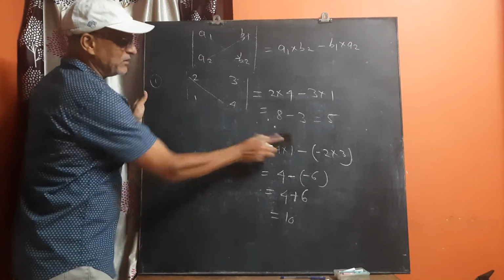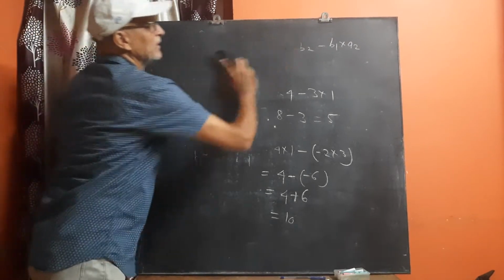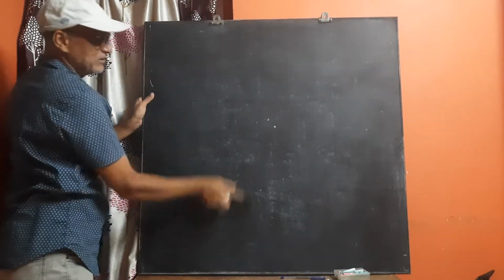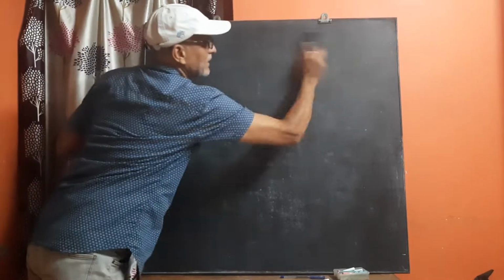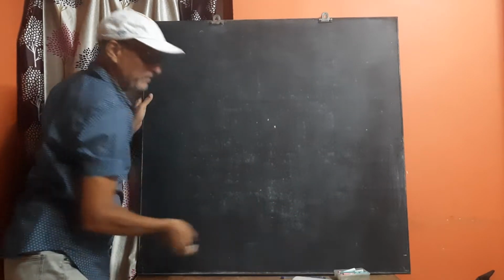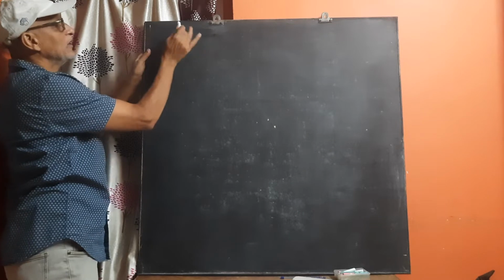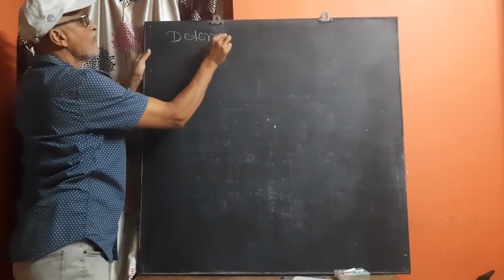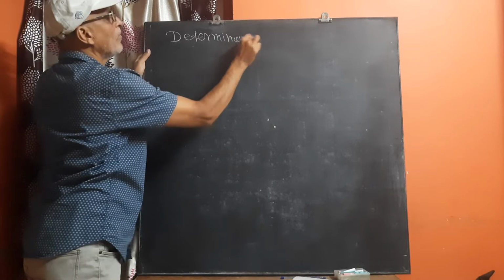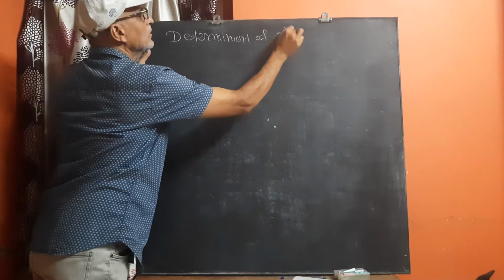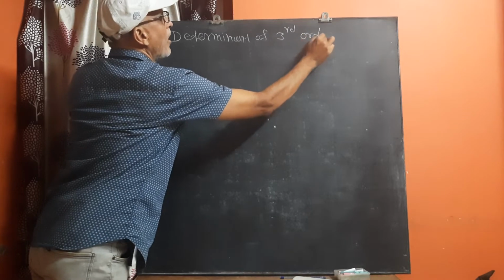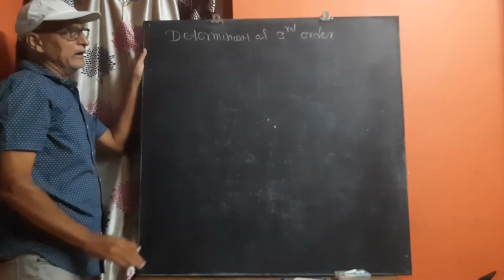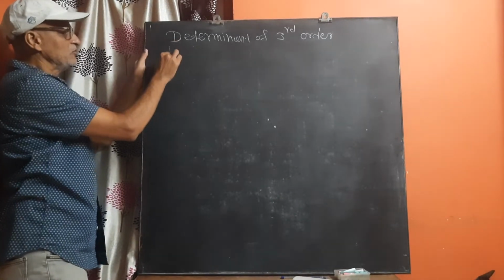Let us consider the 3 by 3 order determinant. In our syllabus, we have to solve the problems on 3 by 3 order determinant. So listen carefully. Consider the 3 by 3 order determinant, the determinant of third order. I write here. Let us consider the determinant is equal to the determinant of third order.